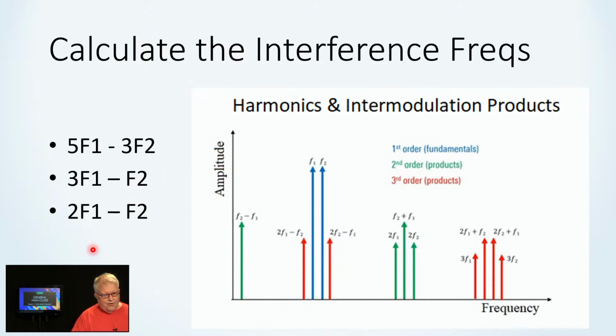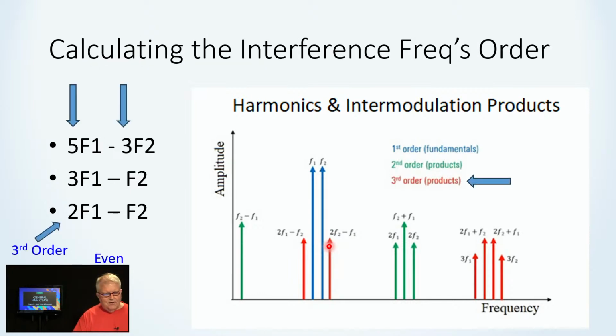This is a third order product. 2, and there's a 1 that's implied over here. 2 and 1 is 3. These are the pesky interference products that would be close in to the desired frequency.